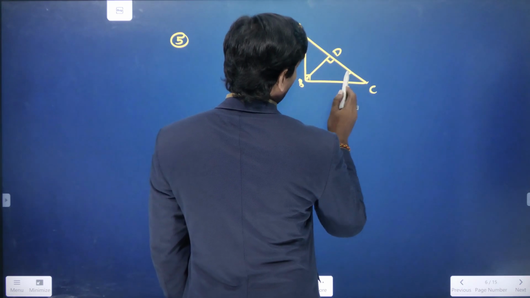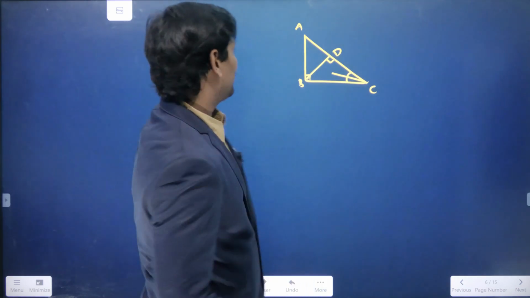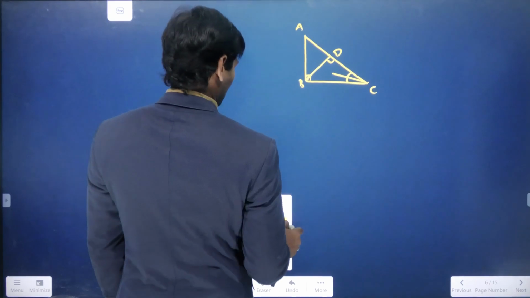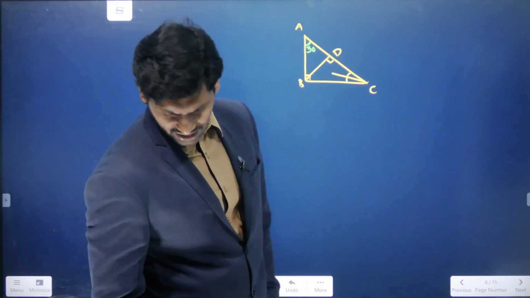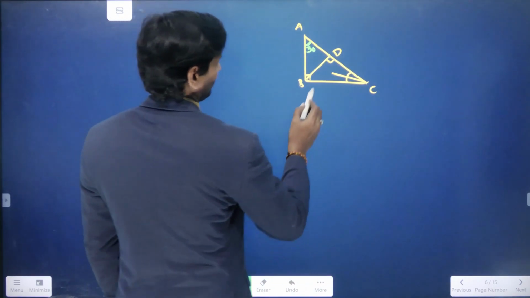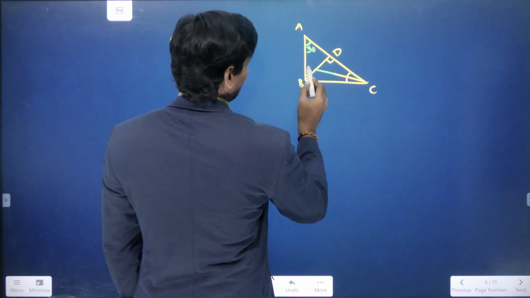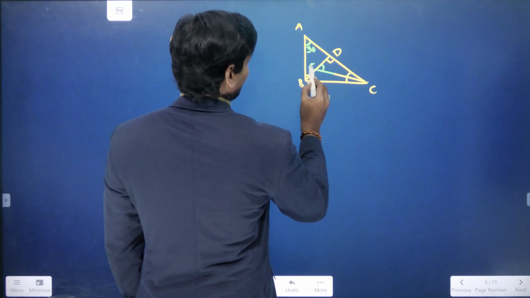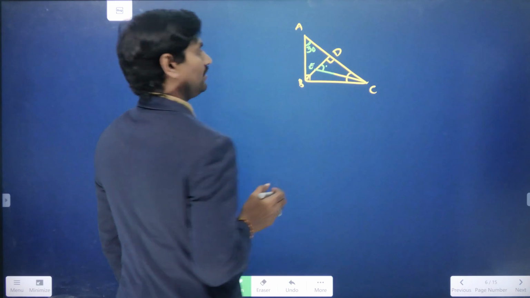CE is the line segment that bisects angle C. Then angle A equals 30 degrees; it is given that angle A equals 30 degrees. And we need to find angle CED. We can take angle CED equals how much? This angle we need to find.